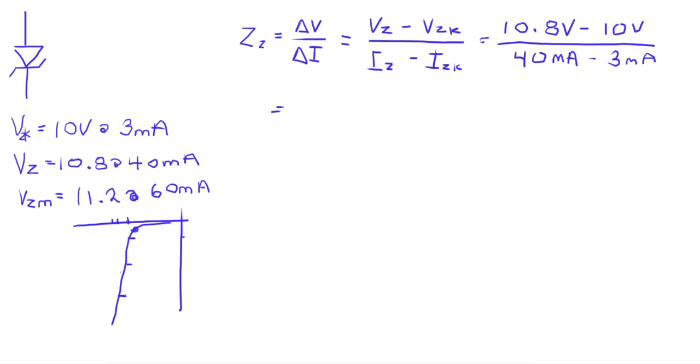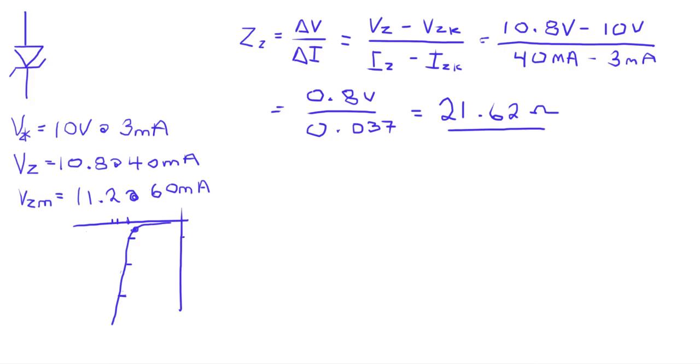What that means is, here we're going to have 0.8 volts divided by 0.037, or 37 milliamps, which means this zener diode has an impedance within that range, between the knee and the rated, of 21.62 ohms. That number there we will use in calculations later on when we're trying to solve these circuits and figure out how much current's flowing and where it's flowing.